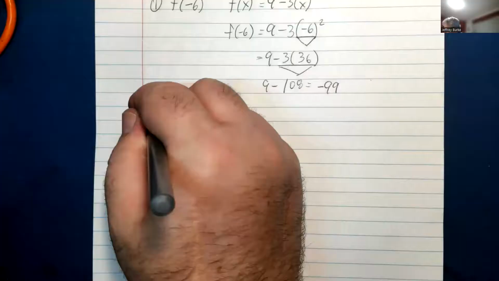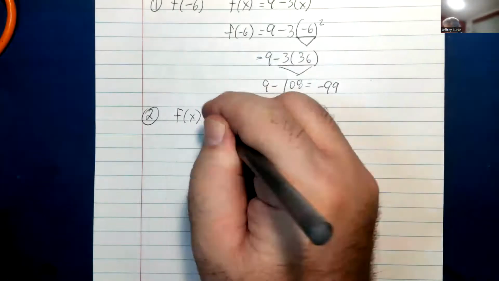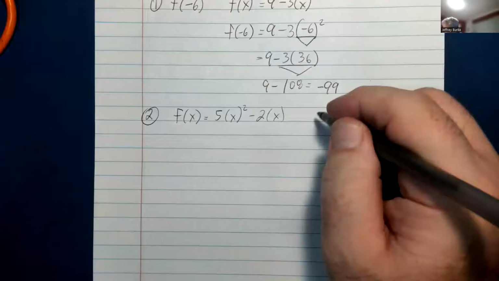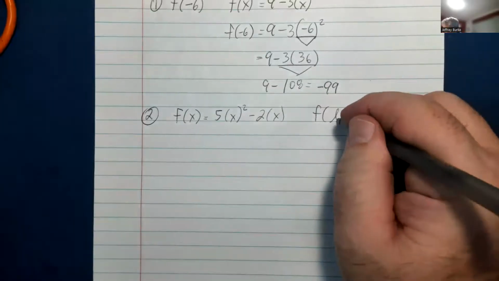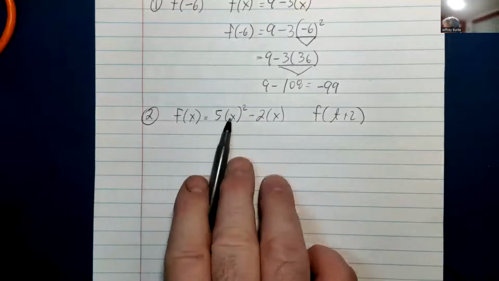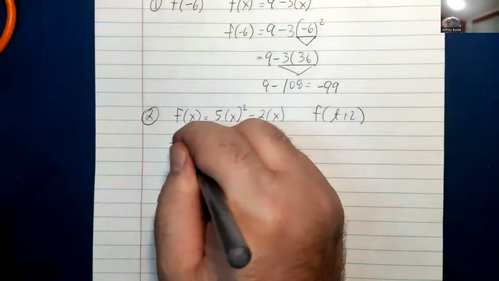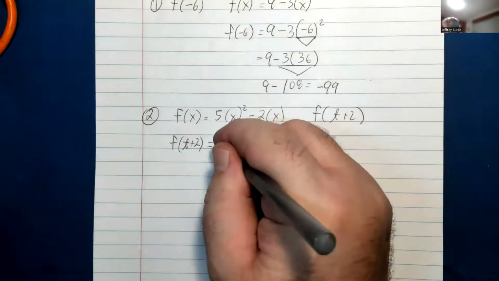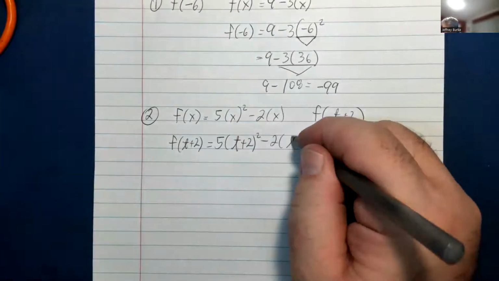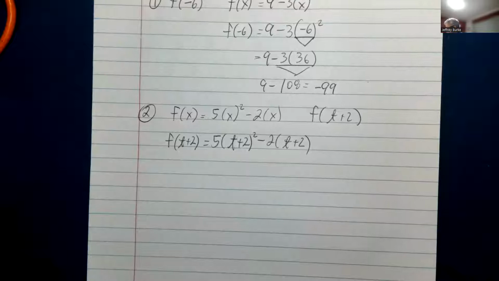Okay, question 2. It's asking, if we're given the function f of x equals 5x squared minus 2x, find the value when we put in t plus 2. So here, I'm going to replace each x with t plus 2. So we have f of t plus 2 equals 5 times t plus 2 squared minus 2 times t plus 2. Be careful of the algebra with a question like this.